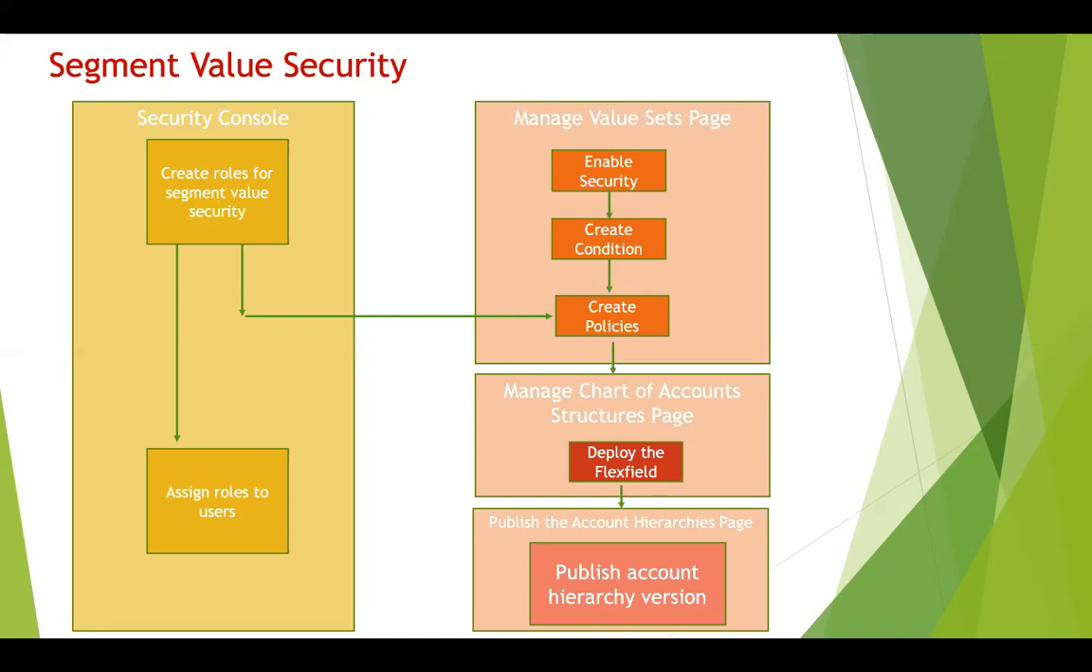Okay. Then you have to create the policies. Once you create the conditions, there are options to create policies using that Manage Value Set page. Similarly, there is a Manage Chart of Accounts Structure page, where you need to deploy that flexfield. And finally, you have to publish the account hierarchy version. So that is the overall process flow when you want to define segment value security.